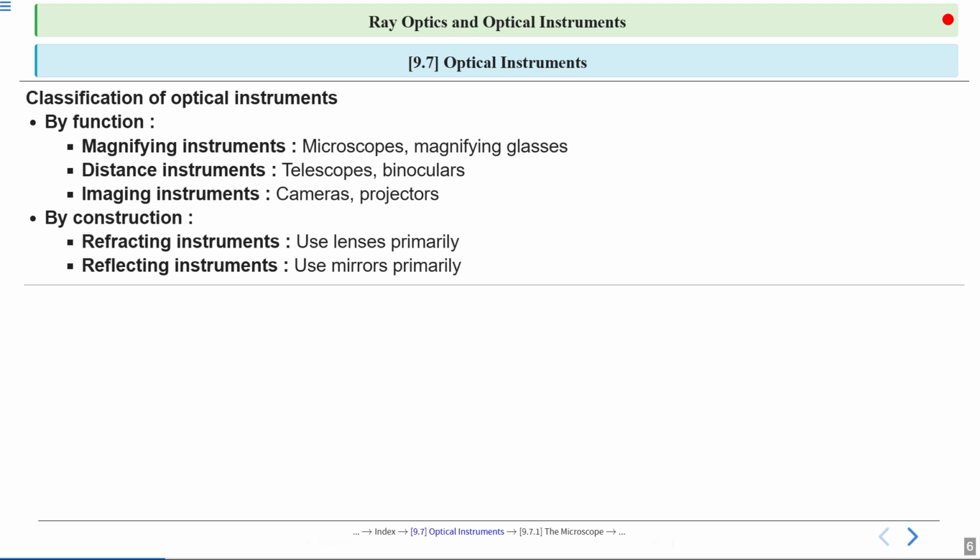Reflecting instruments, on the other hand, use mirrors to direct or deflect light. Telescopes often use mirrors to gather and focus light from distant stars. This method allows for larger and more powerful instruments.